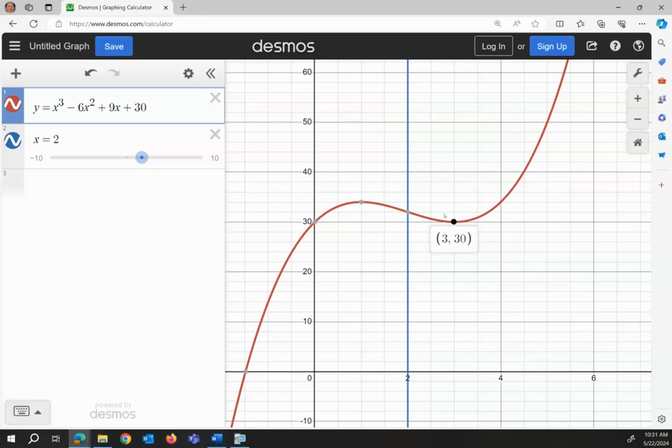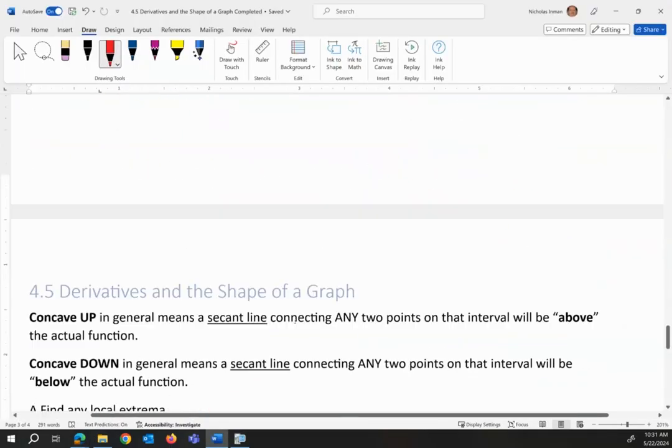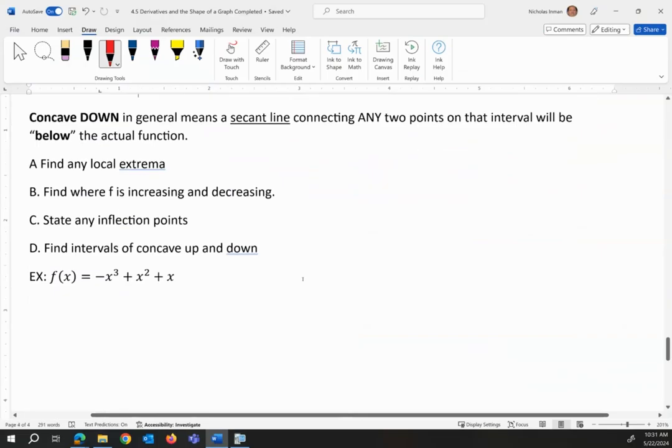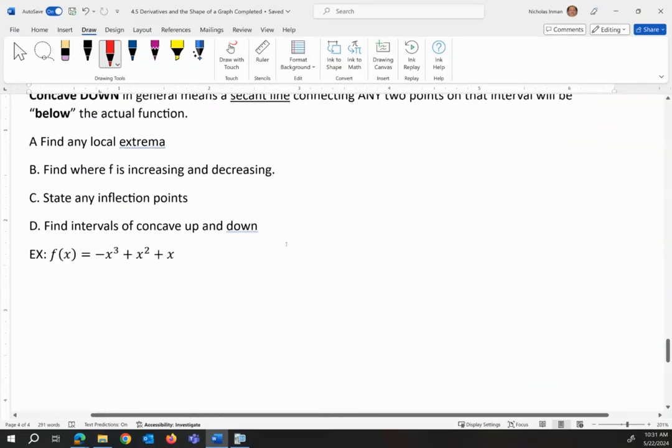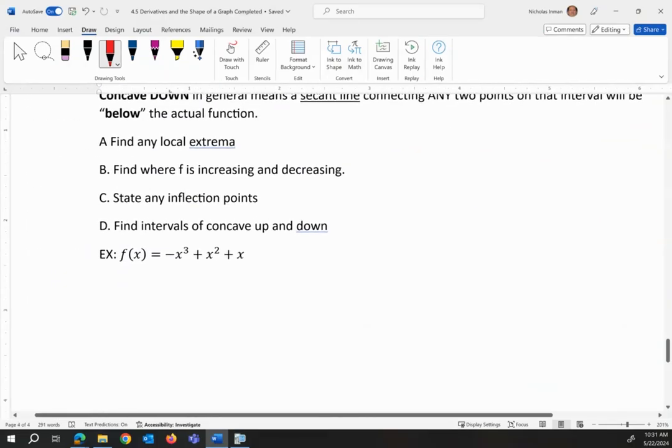Connect a spot over here to a spot over here, and you're going to have to cross over the function. Okay, nope, that's not necessarily true. So we don't really talk about from the left to the right of our point of inflection. All right, so I hope that made sense. Concave up, concave down.